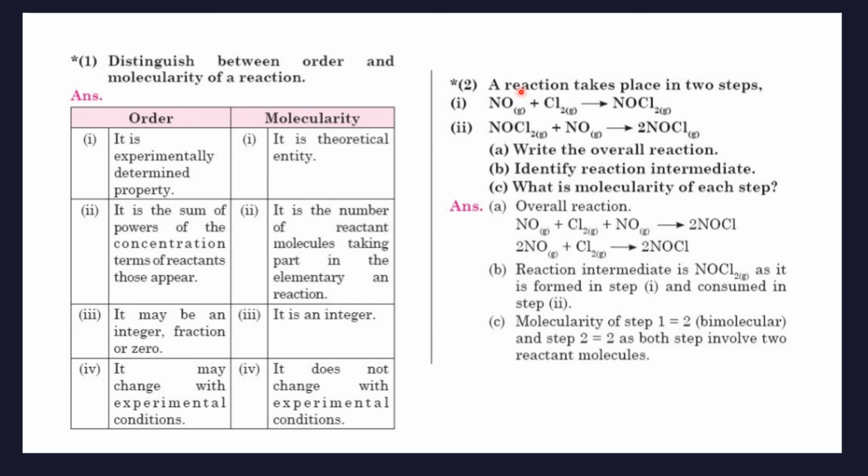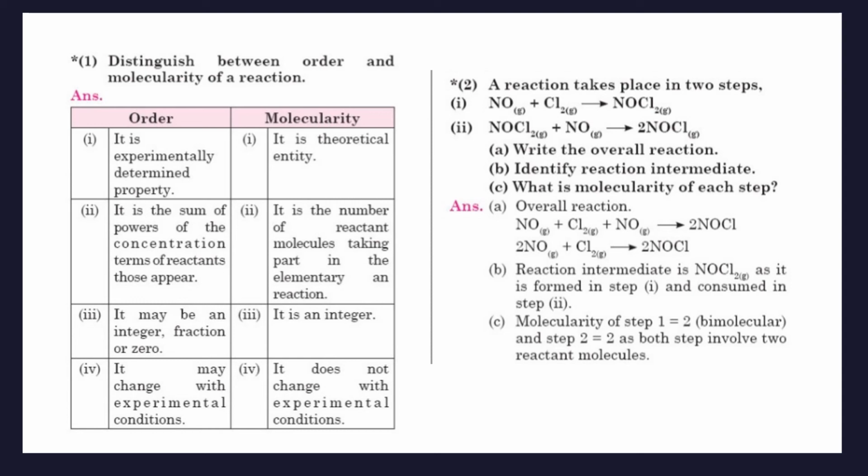Next question, a reaction takes place in 2 steps. First step, NO plus Cl2 gives NOCl2. Second step, NOCl2 plus NO gives 2NOCl. Write the overall reaction. Identify reaction intermediate. What is molecularity of each step?